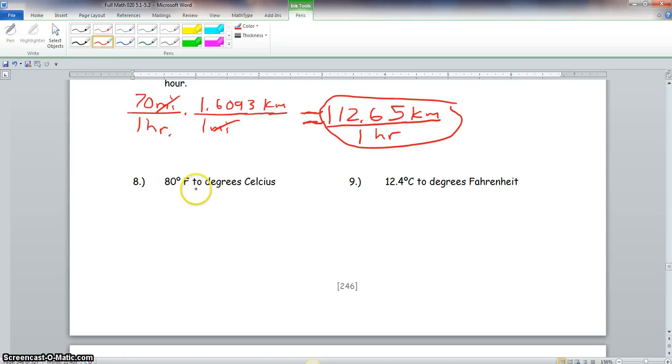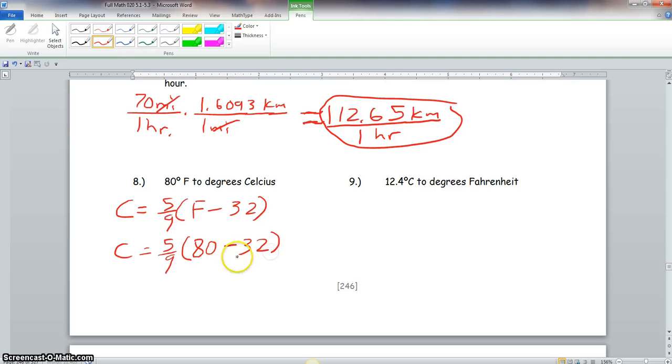Number 8, we want to change 80 degrees Fahrenheit to Celsius. So if you look here at the chart on the previous page, we have the Celsius formula. That's what we're looking for. So we have Celsius is equal to 5/9 times the parenthesis of F minus 32. So now we will have 5/9. Now our Fahrenheit is 80 degrees, or we could just write down 80 for right now. So we have 80 minus 32. So we have C is equal to 5/9 times 80 minus 32 is 48. And we'll put that over 1.